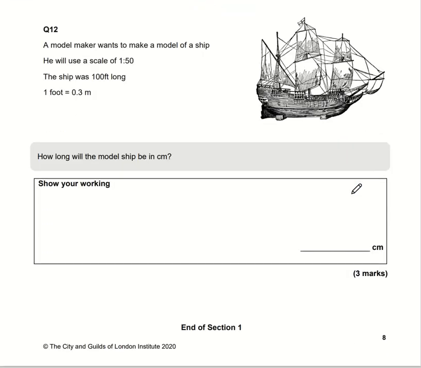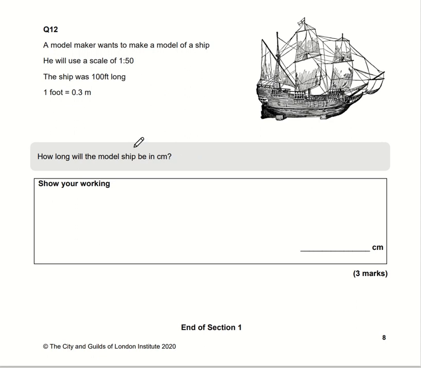A model maker wants to make a model of a ship. He will use a scale of 1 to 50. So that means, for every centimetre on the model, that represents 50 centimetres in real life, or 1 inch represents 50 inches. The ship was 100 foot long, and 1 foot is 0.3 metres.